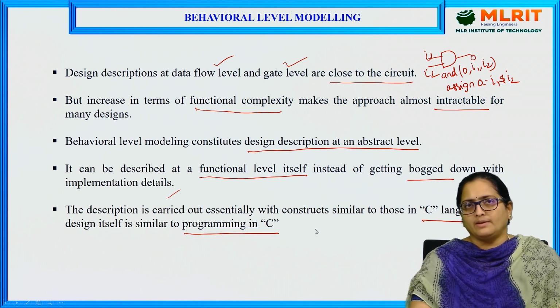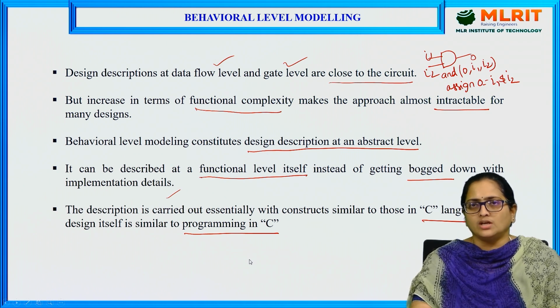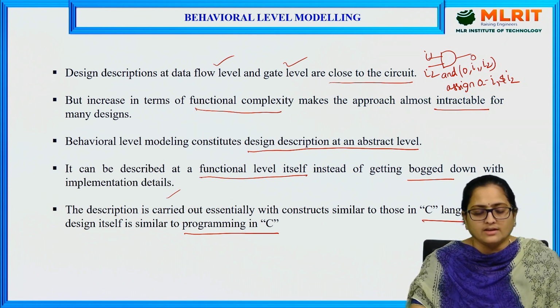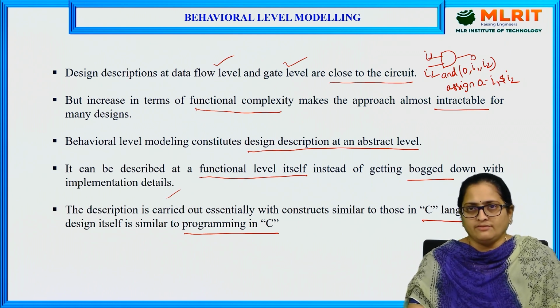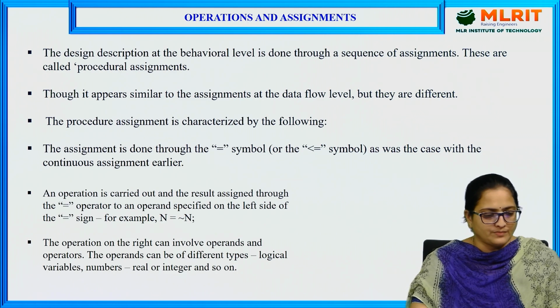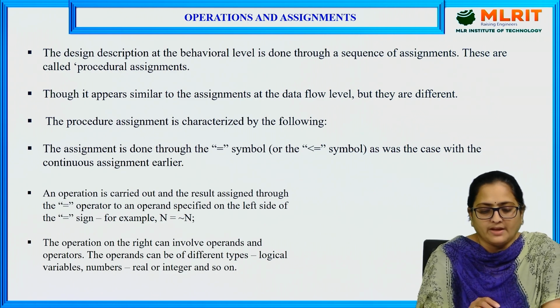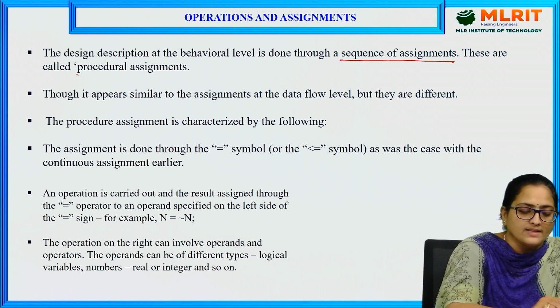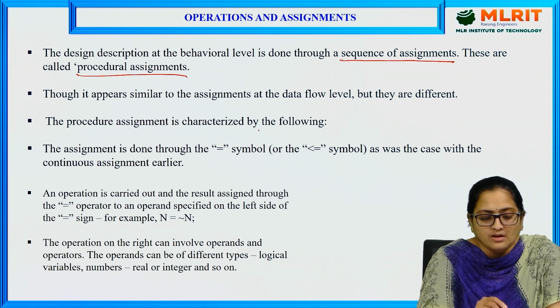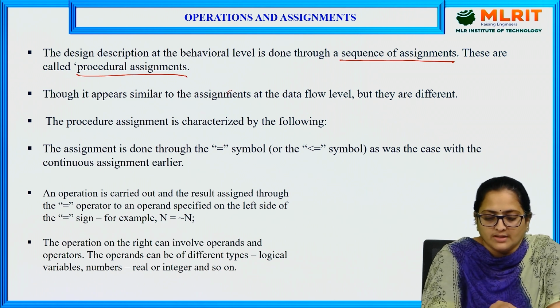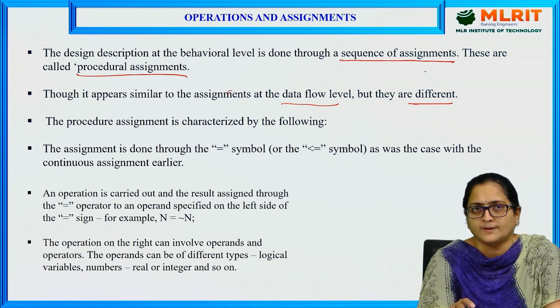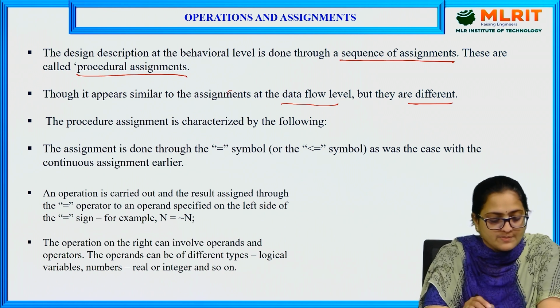So the programming in behavioral level modeling will be similar to C language programming, whereas in data flow and gate level, the programming will be similar to the circuit. Here we will be working at the functional level itself. The design description at behavioral level is done through a sequence of assignments, and these are called procedural assignments. Though it appears similar to the assignments at data flow level, the assignments you use here are different. The procedural assignment is characterized by the following.